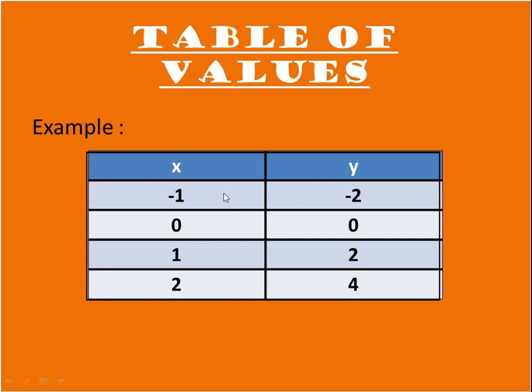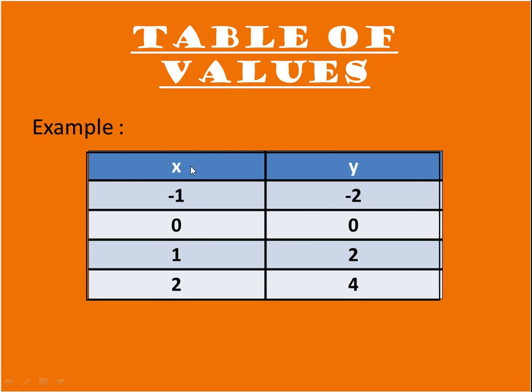So, dito, ang ordered pairs natin ay negative 1, negative 2. Another ordered pair, 0, 0. Another ordered pair, 1, 2. Another ordered pair, 2, 4. Hindi pwedeng maging 2, 1 ang ordered pair. Kasi, kailangan mauna muna yung value ni X bago yung value ni Y. Kasi ang ordered pair po ay X, Y.